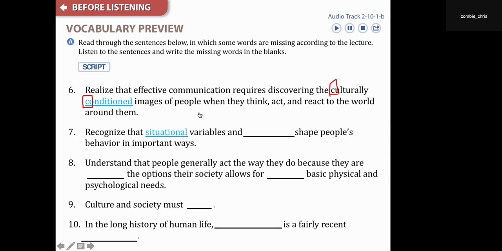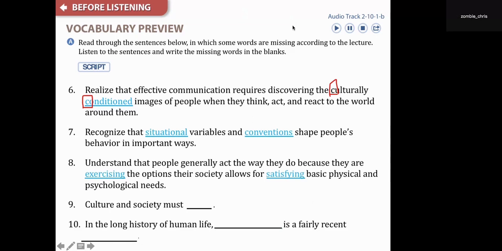Situational variables, again, we have situation as the word root here. And then we have al, because we have variables as the noun. We need to change situation to an adjective, and we can do that just by adding al. Conventions, another French word. Situation, convention, T-I-O-N at the end means a French word.